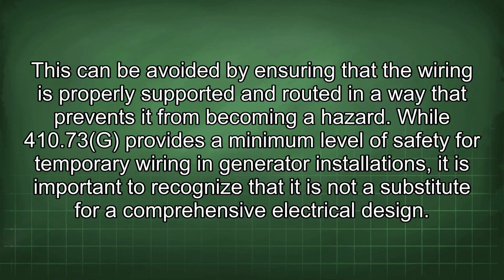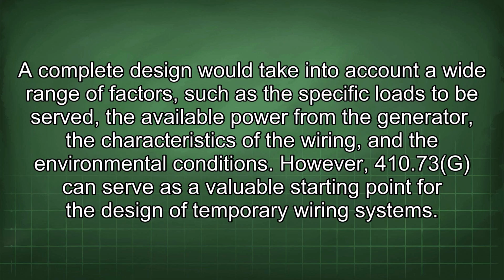While 410.73G provides a minimum level of safety for temporary wiring in generator installations, it is important to recognize that it is not a substitute for a comprehensive electrical design. A complete design would take into account a wide range of factors, such as the specific loads to be served, the available power from the generator, the characteristics of the wiring, and the environmental conditions.